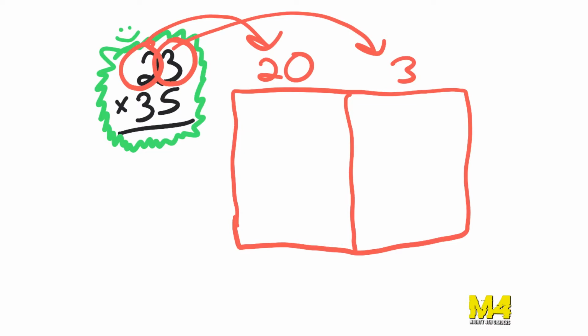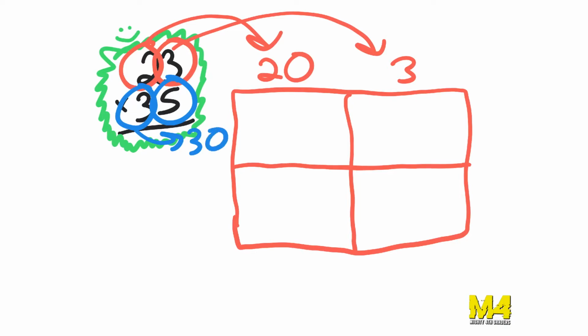Now I look at my next number. I have 35. Once again, 2 place values, so I'm going to make 2 place values going this way. My tens place is a 30. My ones place is a 5. And now I can start multiplying inside of the boxes to find my partial products.